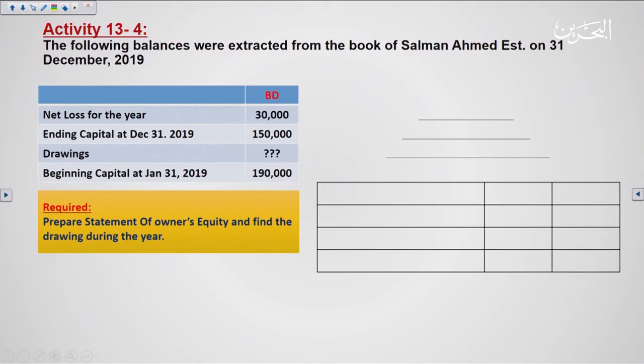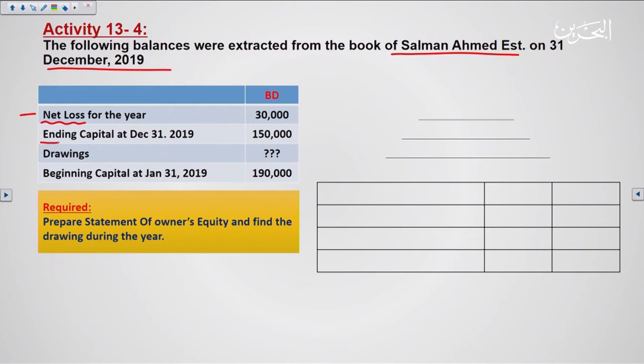Moving on to activity number 4. This activity also has a trick. We will see the question first. The following balances were extracted from the books of Salman Ahmed. This is the name of the company, and this is the period of time. We have here net loss. In the previous activities, we were given the net income, but here we are given the net loss, and we know that the net loss means the company is losing money. So this is definitely going to decrease the capital.